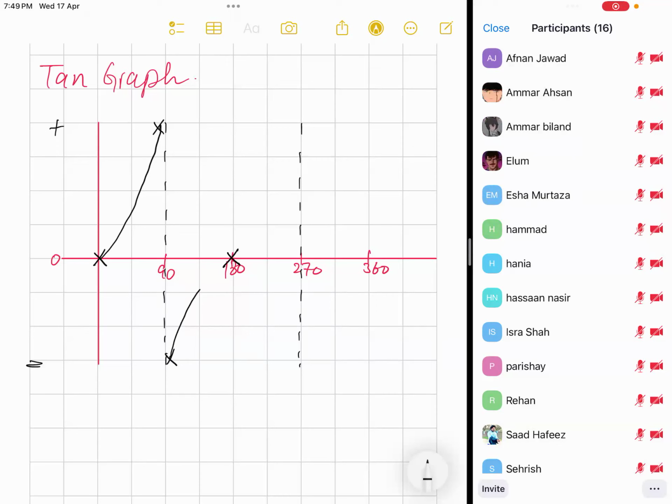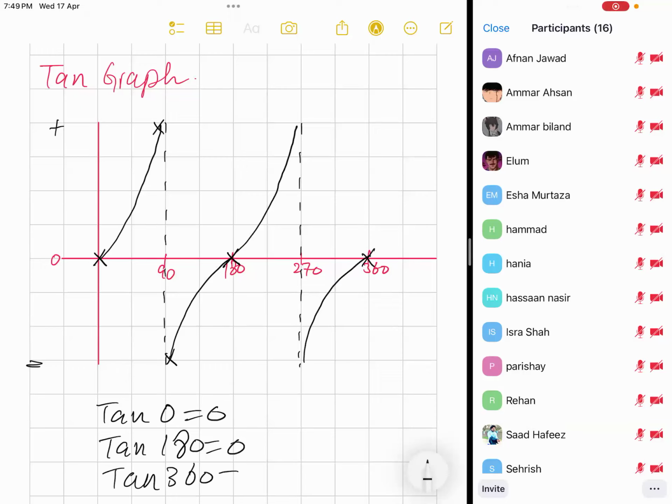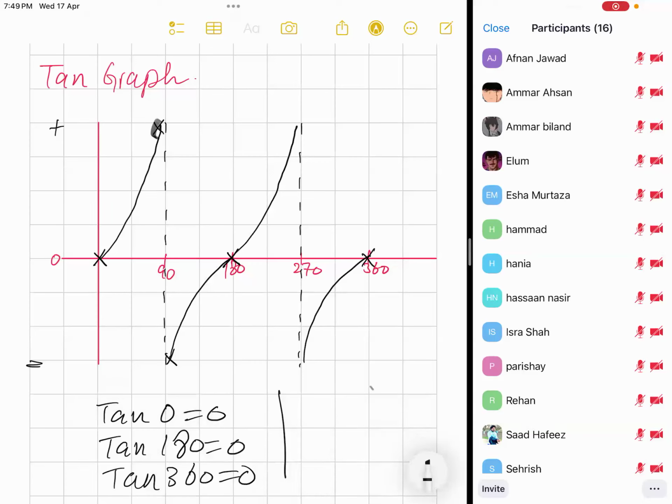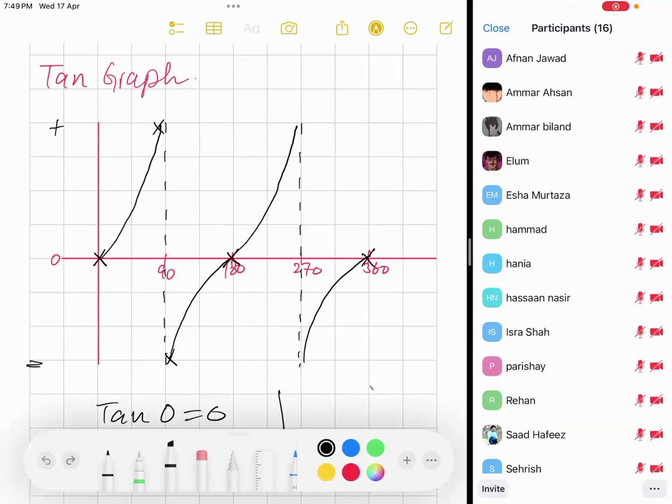So I have to proceed with the question like this. I cannot touch tangent 270, but I can proceed this way. Tangent 270 will go like this, and tangent 360 is also 0. So the graph will be this one. Got it? You know already that tangent 0 is 0, tangent 180 is 0, tangent 360 is 0. You cannot touch tangent 90 because it's math error, but you can touch a bit before, so that is the reason I plotted across there.